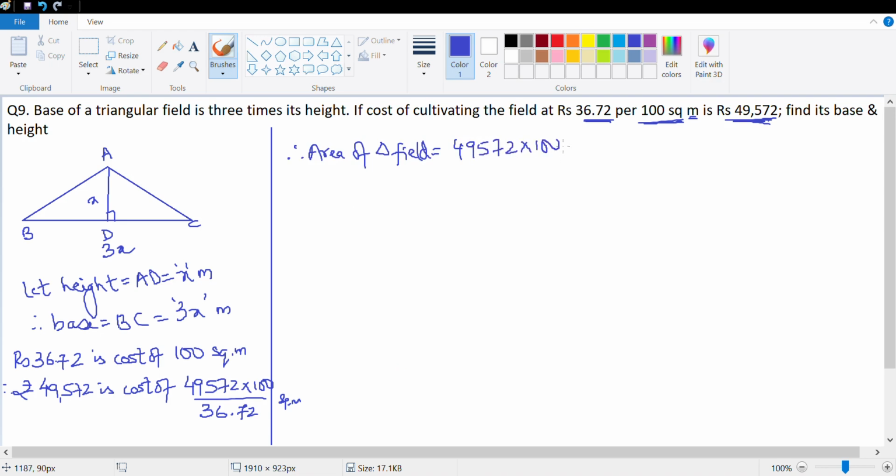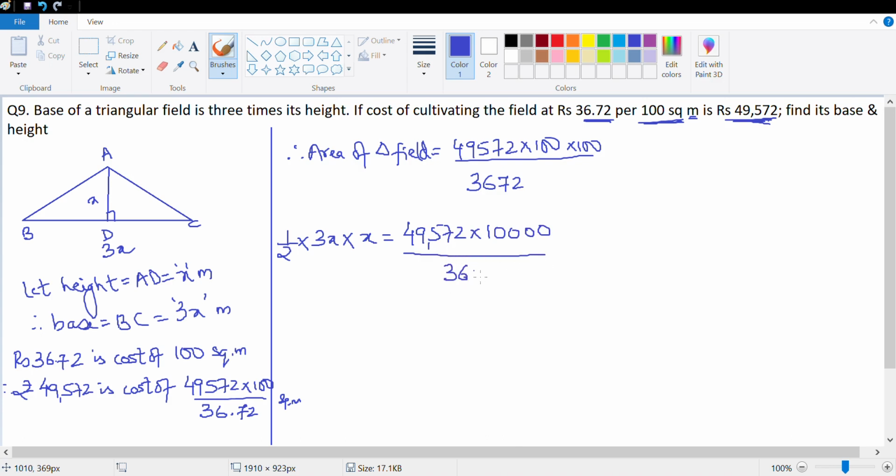49572 into 100. I'm multiplying it with 100 again, numerator and denominator, so that I can remove these decimals. So this would become 3672. And we know area of a triangle is equal to half into base, in this case 3x, into height, in this case x, and that's equal to 49572 into 1 with 4 zeros upon 3672. Now I will have to multiply and divide in any case. So that's x square. This is 49572 multiplied with 1 with 4 zeros multiplied with 2 upon 3672.